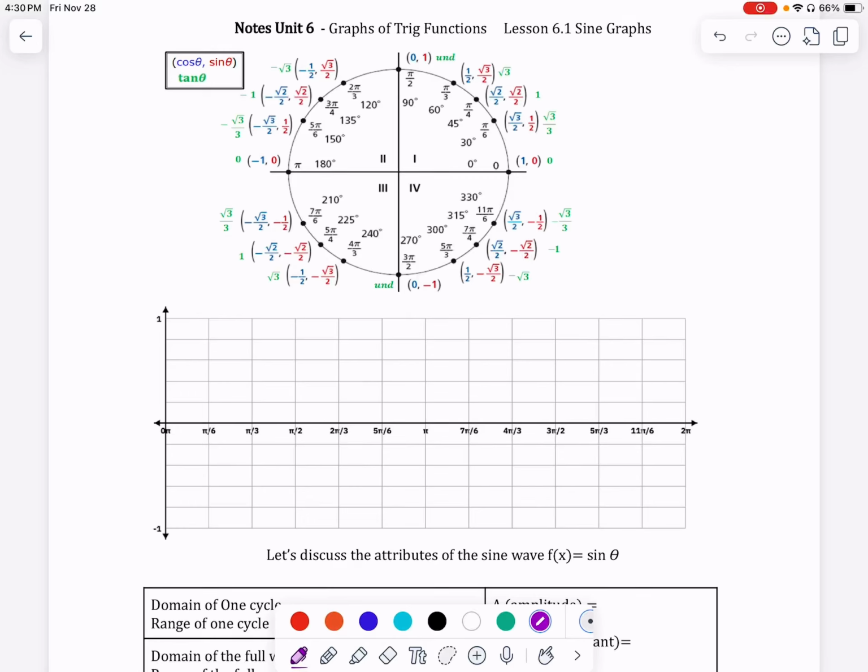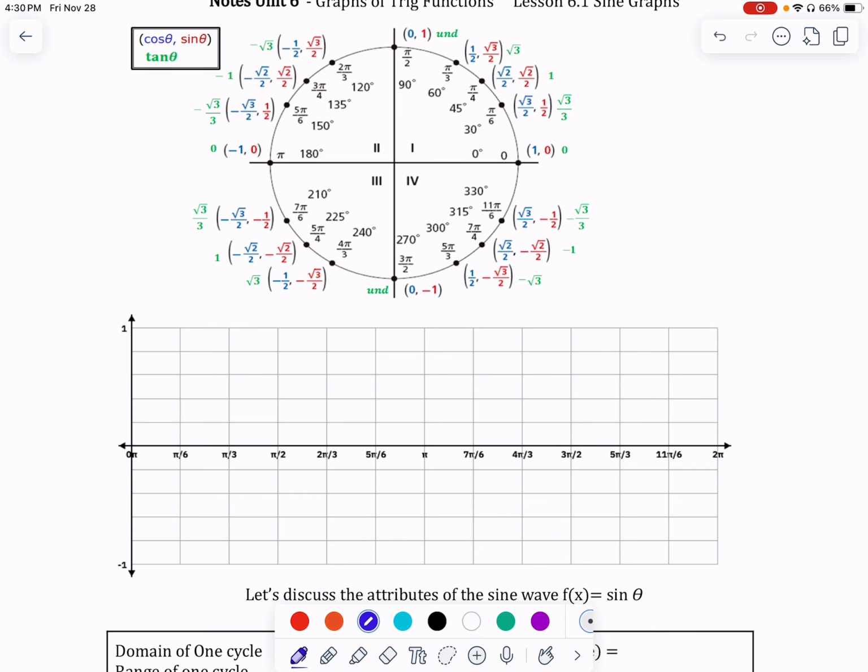Hey, welcome. We're starting with Unit 6. We're going to start sketching our sine and cosine graphs. But before we start sketching our sine and cosine and start doing transformations on it, I want to talk about the actual shape of the sine function.